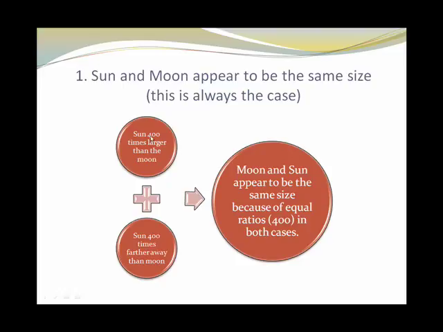Because the number 400 is the ratio in both cases, the sun and the moon appear to be the same size. Had it been 400 to 300 or 500 to 100, either the sun would look larger than the moon or the moon would look larger than the sun. Let's take a look at an illustration.